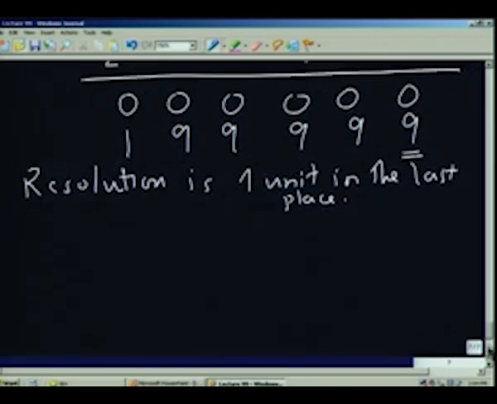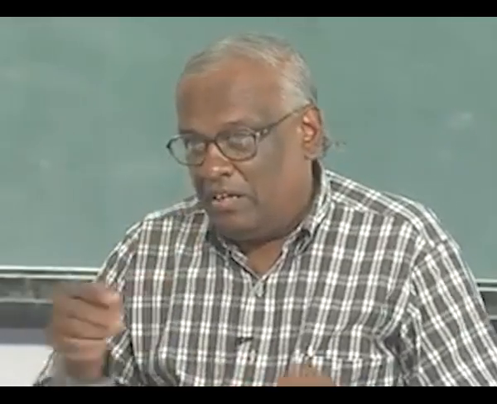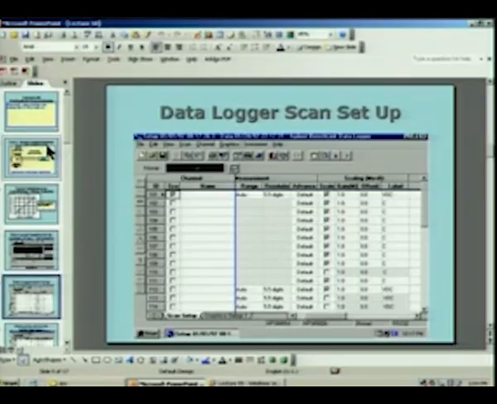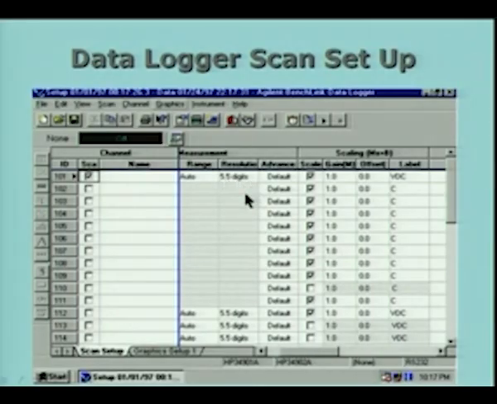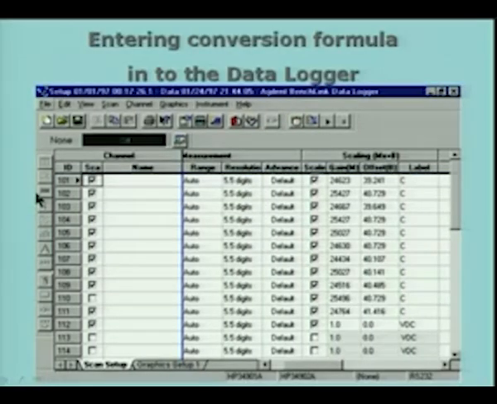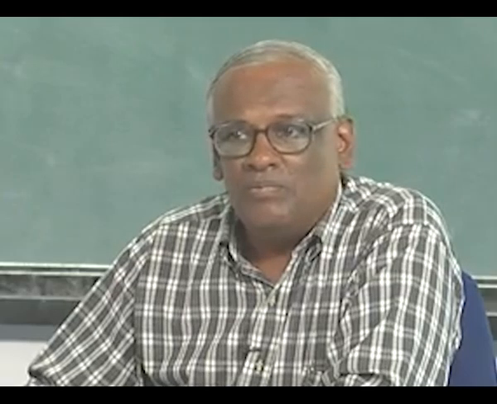So, what it means is that the data logger which I showed is capable of 5.5 digits resolution. So, that is what it means. Okay. And in the next slide, I am showing how to enter the conversion formula.